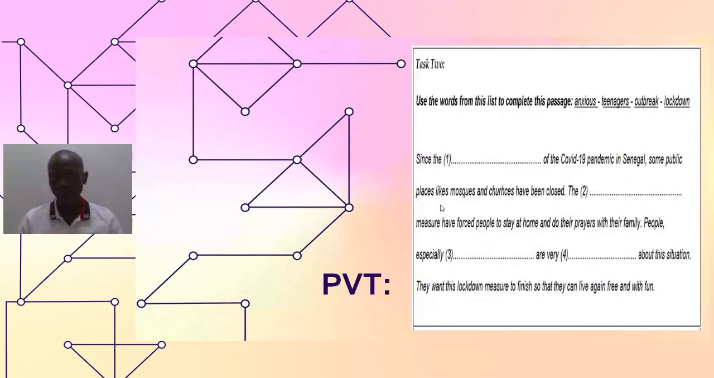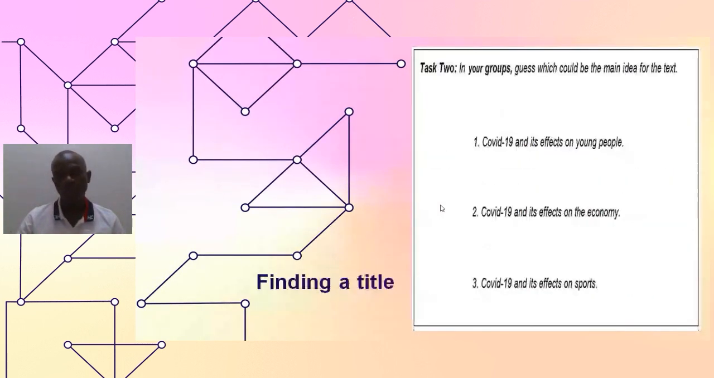The second activity is the pre-vocabulary teaching. And I have also another activity in the while-reading, which is finding a title. As you can see, I designed my questions, but instead of using a written message, I prefer to put it on a picture that people can see and easily do with instruction.